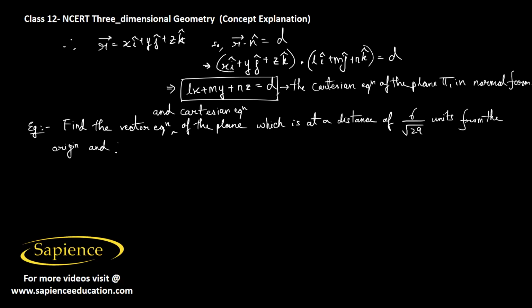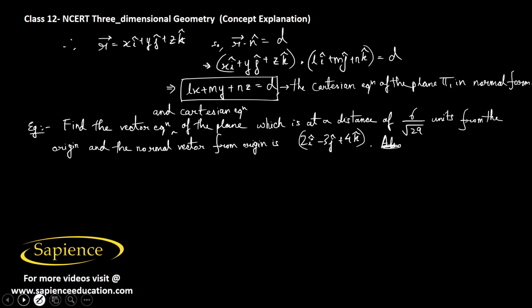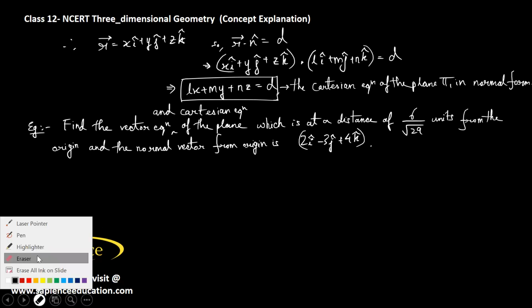and the normal vector from the origin is 2i cap minus 3j cap plus 4k cap. And then it is asked also, okay. So then, okay, so how to solve this?